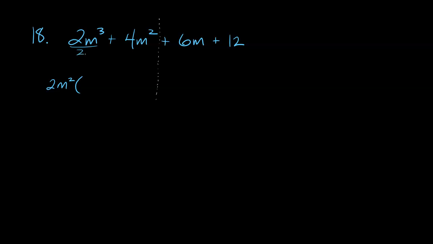And then I basically divide by that greatest common factor to see what's left over. So this would be 1m1, and then the plus sign. This would be 2, and then no m's.